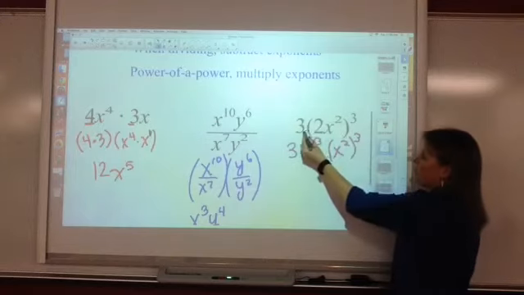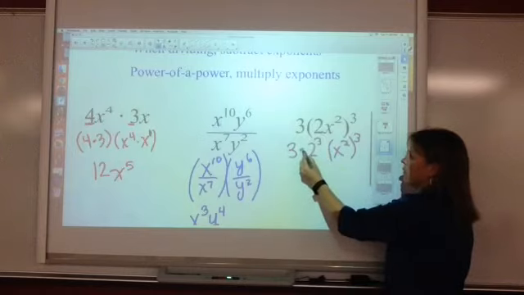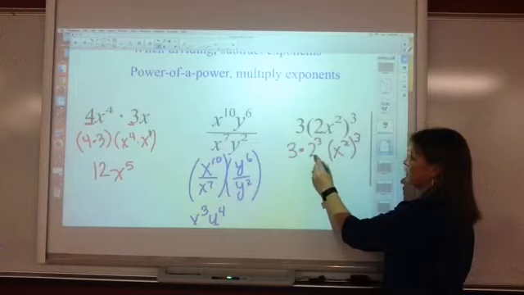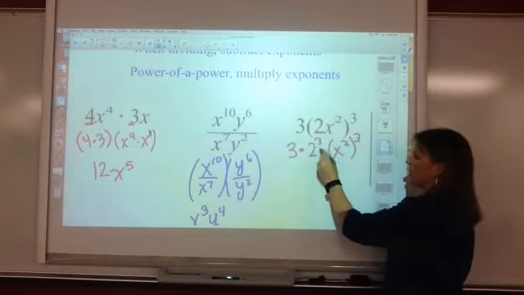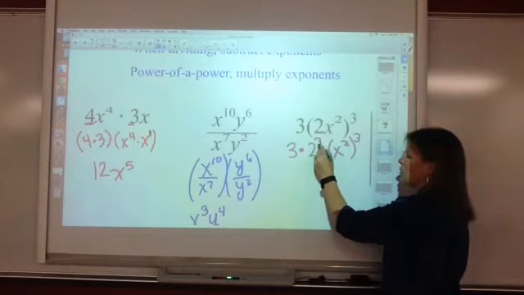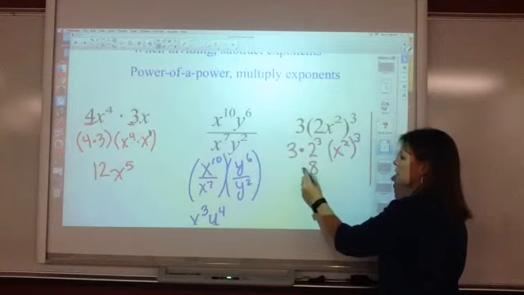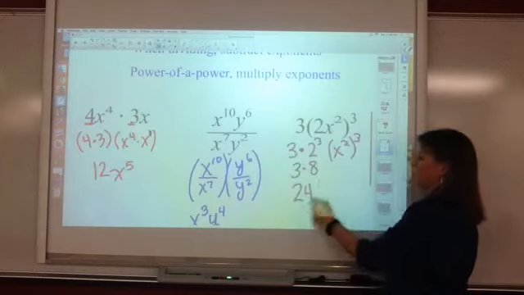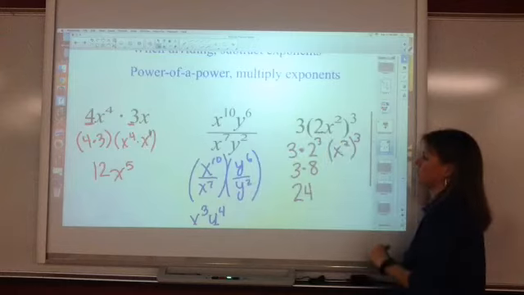What operation do you perform when there is no sign? You perform multiplication. According to order of operations, 2 to the 3rd power gets done first. 2 times 2 times 2 is 8. 3 times 8 is 24. Take care of the whole numbers. That's the math that you're used to.